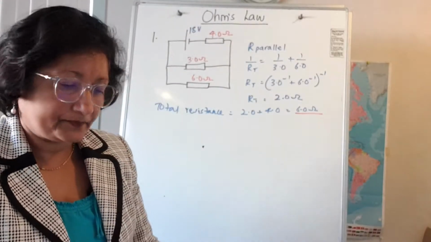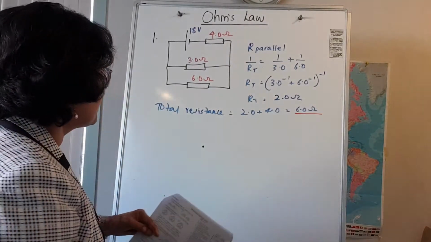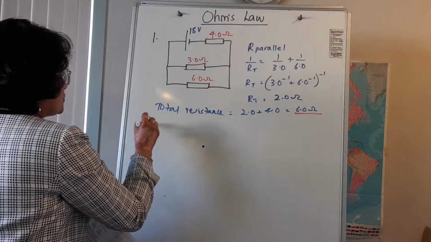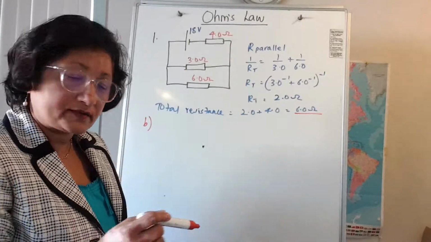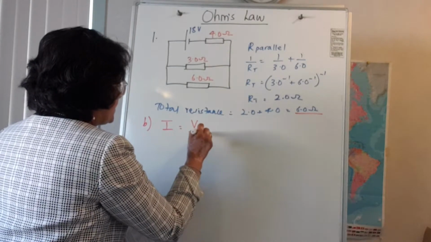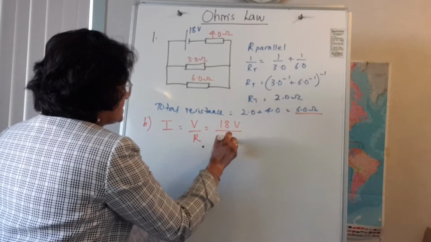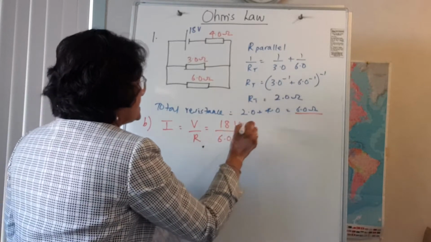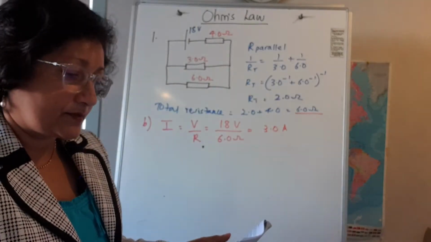And then B is calculate the current drawn from the battery. So the current drawn from the battery depends on your battery voltage and the total resistance. So current drawn from the battery is V over R. Your battery voltage is 18 volts. Your total resistance is 6 ohms, and 18 divided by 6 is 3 amps. So that's the current drawn from the battery.